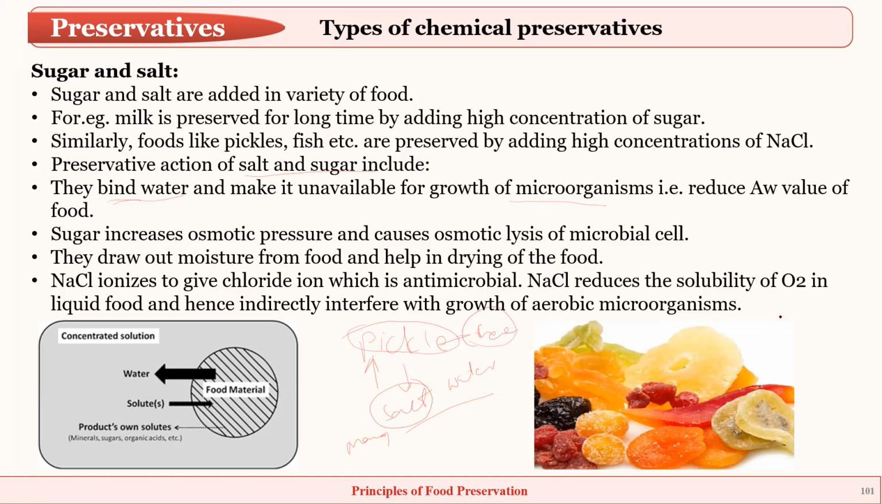So 100% water present in a food system has a water activity of 1, whereas a reduction in the percentage of water means reduced water activity, like 0.9, 0.8, 0.7, 0.6, 0.5 and likewise. Sugar increases osmotic pressure and causes osmotic lysis of the microbial cell. They drag out the moisture from the food and help in drying of the food.